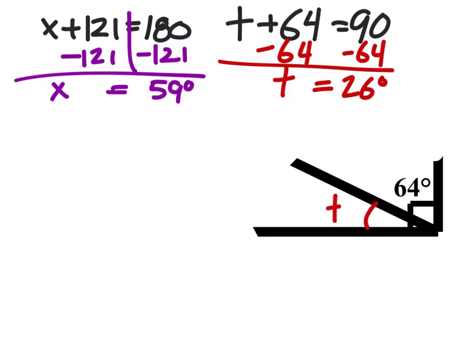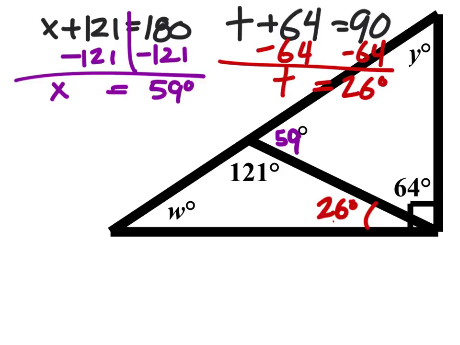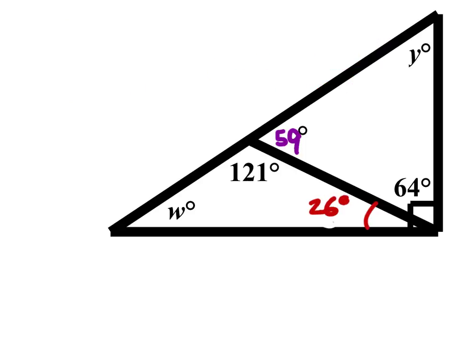So I can replace that in the picture now as well. And there we go, T is 26 degrees. Now this is helpful because we can solve for W and Y separately by using the triangles. You could also use the remote interior angle property that we just went over, by knowing that W plus that 26 degrees is that exterior angle, that 59 degrees. But I would actually figure that most of you are going to focus on the two separate triangles.